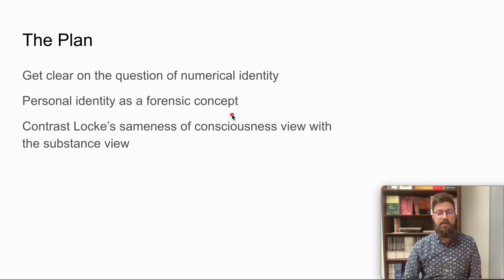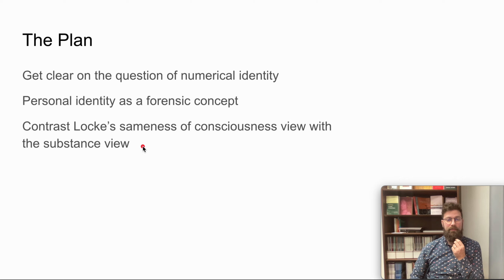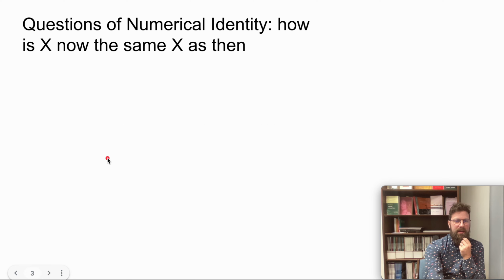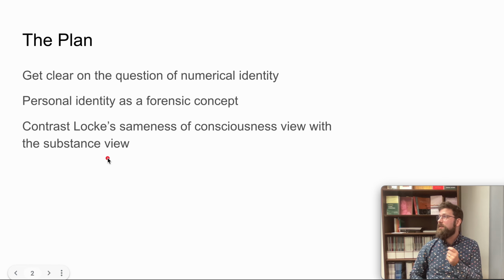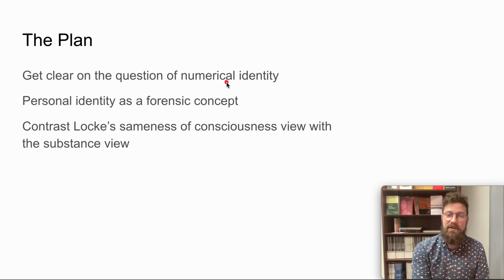One thing that we need to see in order to understand Locke's theory correctly is to understand what Locke is telling us when he says that personal identity is a forensic concept. And once we have this forensic concept of personal identity on the board, we'll be able to contrast Locke's view with what we might call the substance view. And this is a view that has already been hanging around and somewhat implicit in some of the other philosophers we've looked at so far this term. So the sameness of substance view for personal identity seems to appear for both Descartes and Leibniz. Locke is going to give us some arguments that the substance view is not the correct view for answering questions of numerical identity.